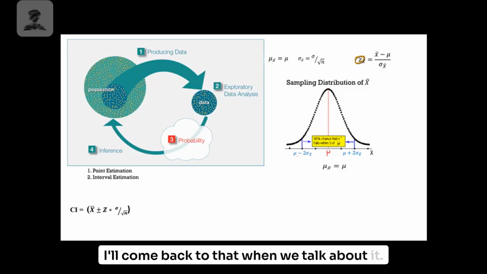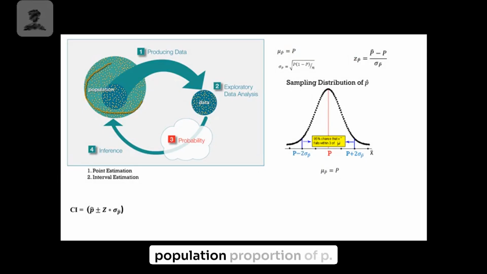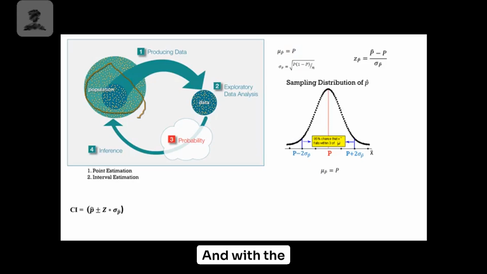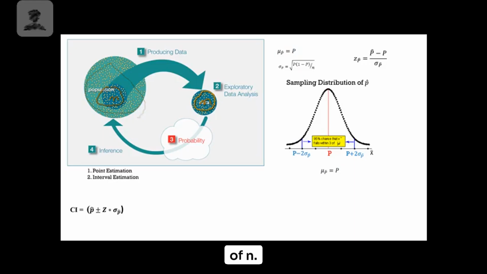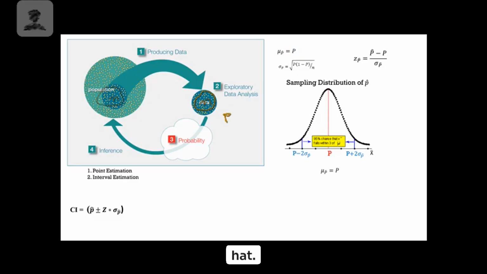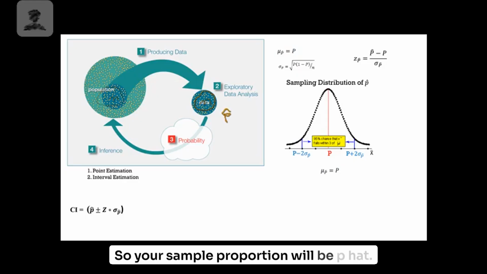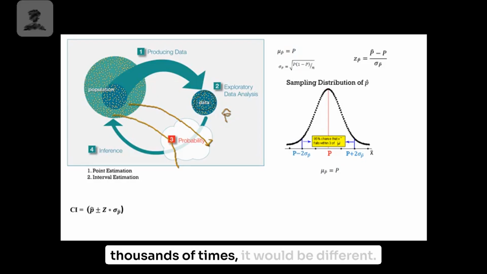Now, for the categorical variable, the formula is similar. Just imagine there is a population with a population proportion of p, and imagine that you're taking a sample of size n, and your sample is one of thousands of samples you've collected with a sample size of n. Each time you calculate it, the individual value you get will be p hat. So your sample proportion will be p hat. But each time you take a random sample, for thousands of times, it would be different.